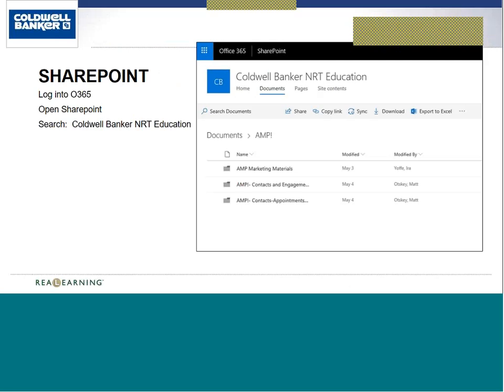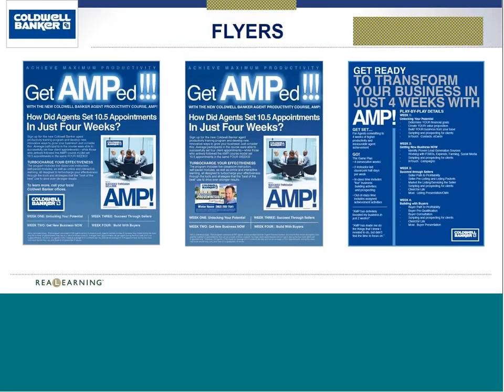There is a search option inside of SharePoint. If you search Coldwell Banker NRT Education, you will come to our education page, which has a lot of material that you can use to promote the class, such as flyers. We've got some flyers that are even customizable, different types of flyers for you to use that you can hang around your office, email out to your agents.